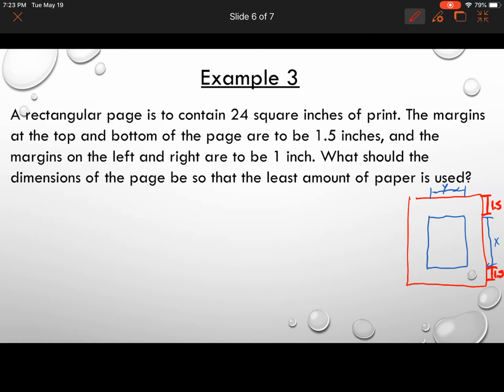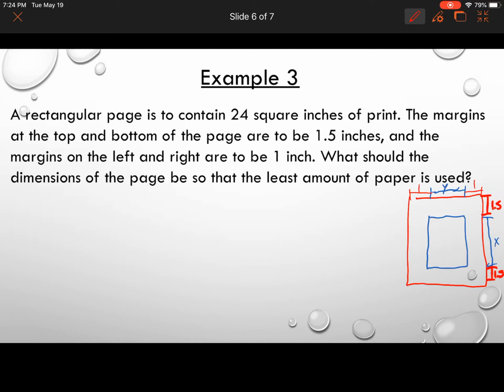So once again, I'm just redrawing the picture that's on your papers. And the margins on the left and right are to be 1 inch. So this is 1 inch, and this is 1 inch. What should the dimensions of the page be so that the least amount of paper is used? So the least amount of paper is used. Okay, so we want to use the least amount of paper.